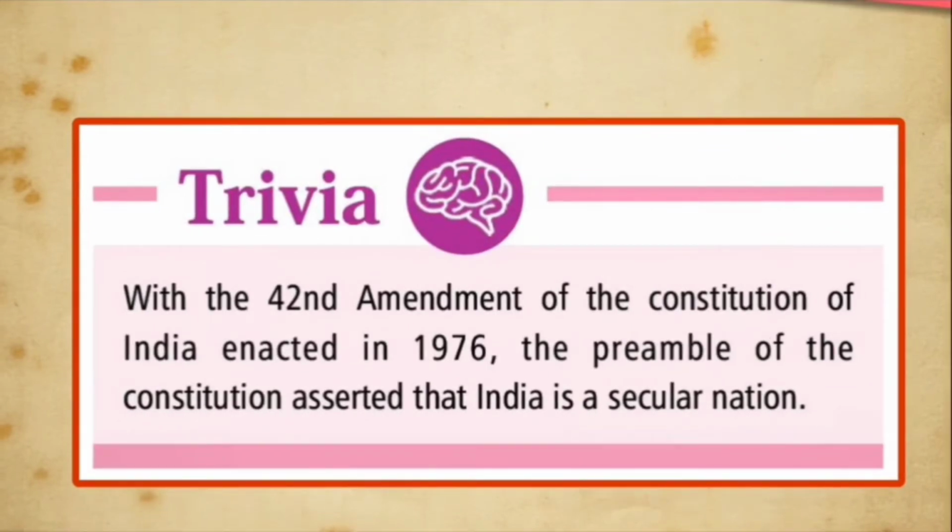With the 42nd Amendment of the Constitution of India enacted in 1976, the preamble of the Constitution ascertained that India is a secular nation. So what does preamble mean? The face of the Constitution. It also states that India is a secular country that doesn't promote any religion. It goes along with all religions together. And that is what a secular nation is, that is our country India.